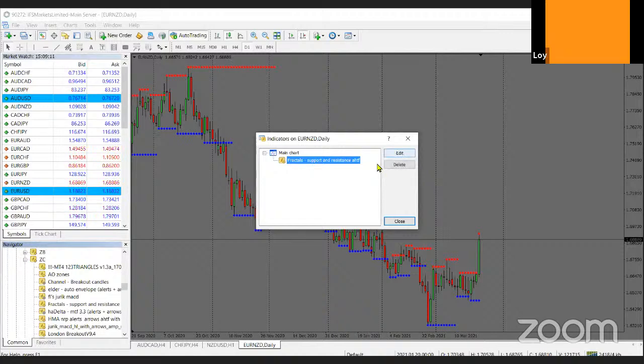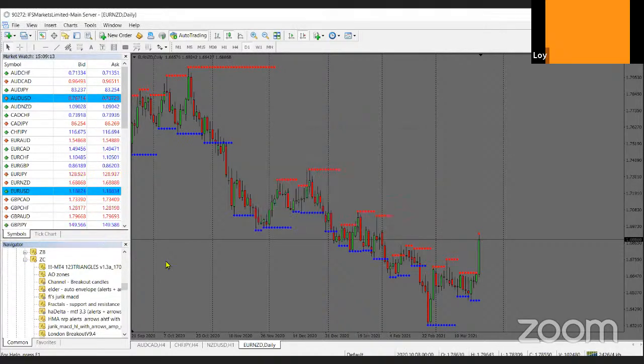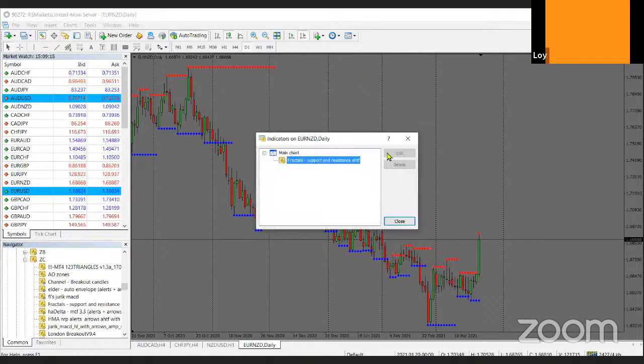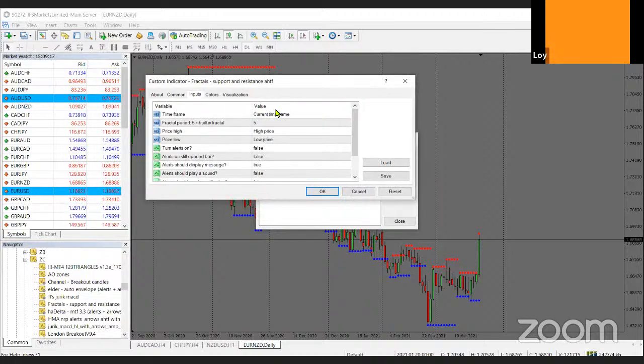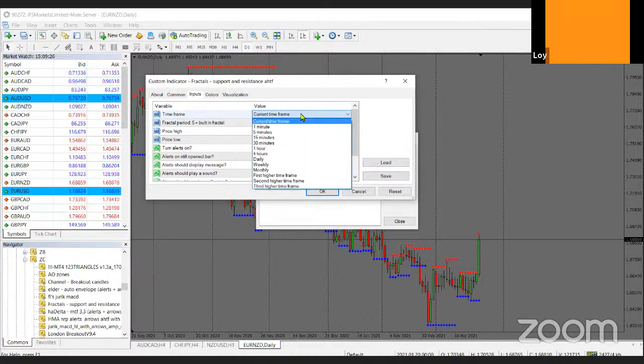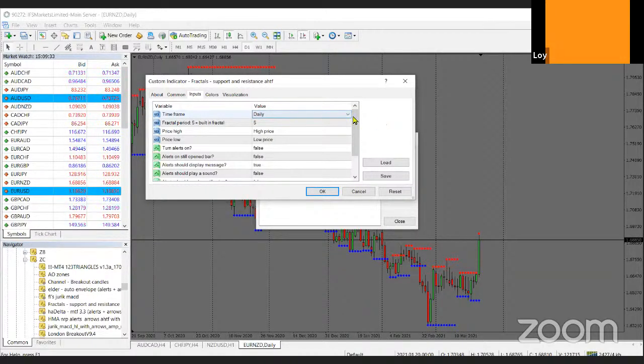Right, so let's go through the indicator settings. The time frame will always appear as current time frame. The good thing about this indicator is that normally people who use support and resistance will go for one time frame higher. So for today, I'll just switch to daily time frame. Fractal period, default 5. You can use 3. And then calculating price high and low.